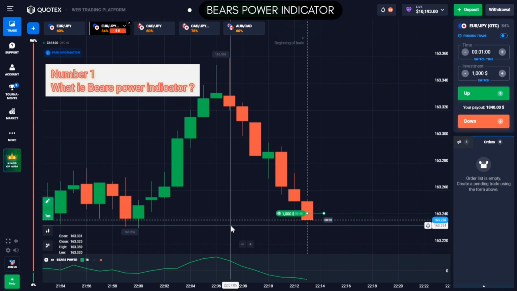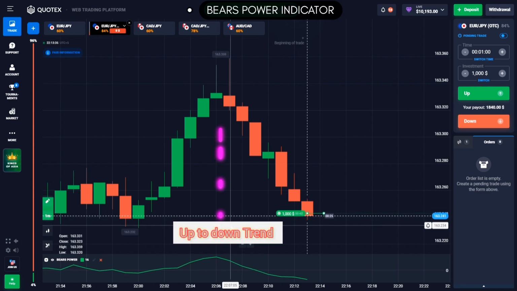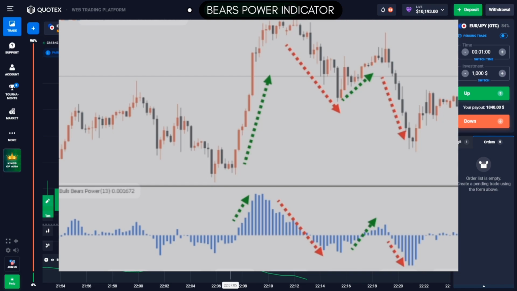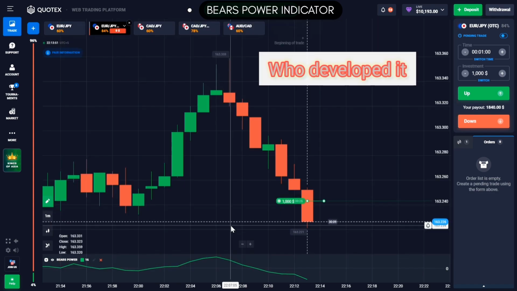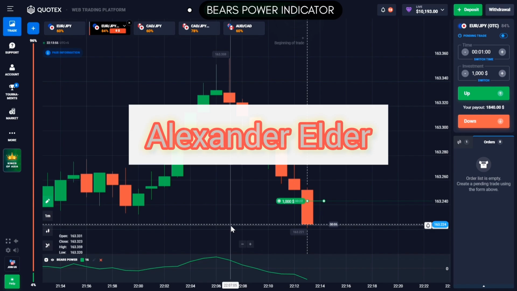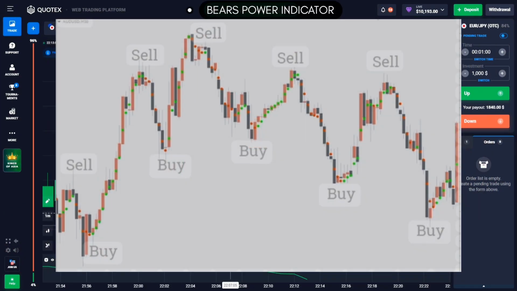Number 1. What is the Bear's Power Indicator? The Bear's Power Indicator is a technical analysis tool designed to measure the strength of bears, sellers, in the market. It helps traders determine whether sellers have control over price movements and signals potential bearish trends or trend reversals. Who developed it? It was developed by Alexander Elder, a well-known trader and author, as part of the Elder-Ray Index, which combines both Bull's Power and Bear's Power indicators to analyze market strength.